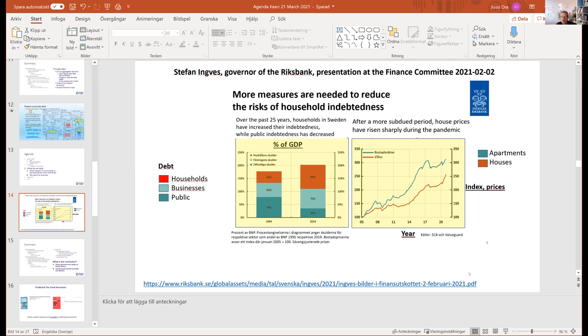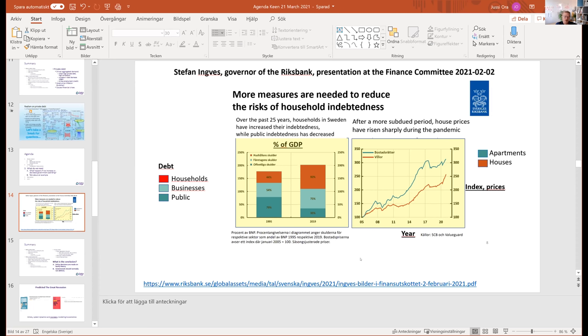It's quite interesting to see, if you look at the left picture first, this is household debt in 1995. And this is business debt, the next one, 54% in 1995. And then you have public debt, the government debt, which is 79%. If you fast forward to 2019, suddenly households are 92% of GDP, and total indebtedness is 200%, then 75 and 35.